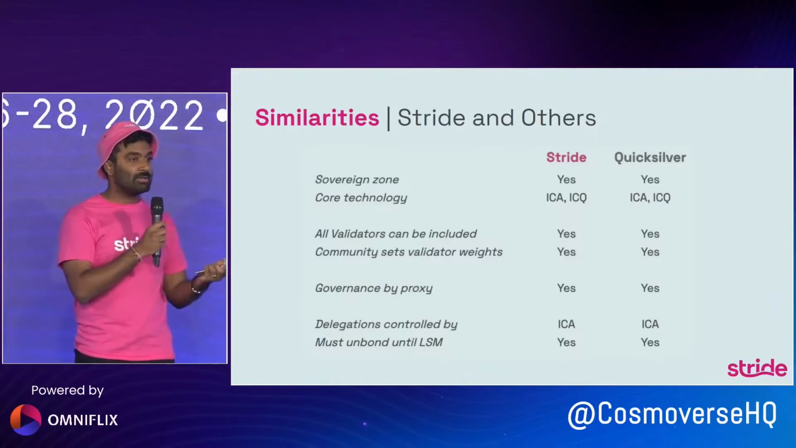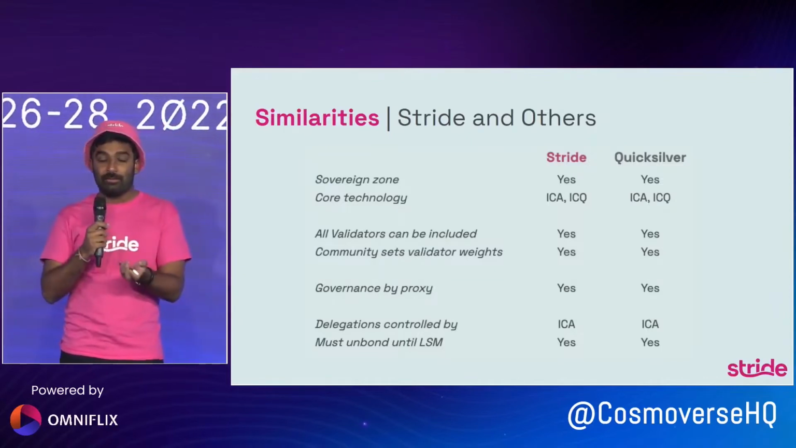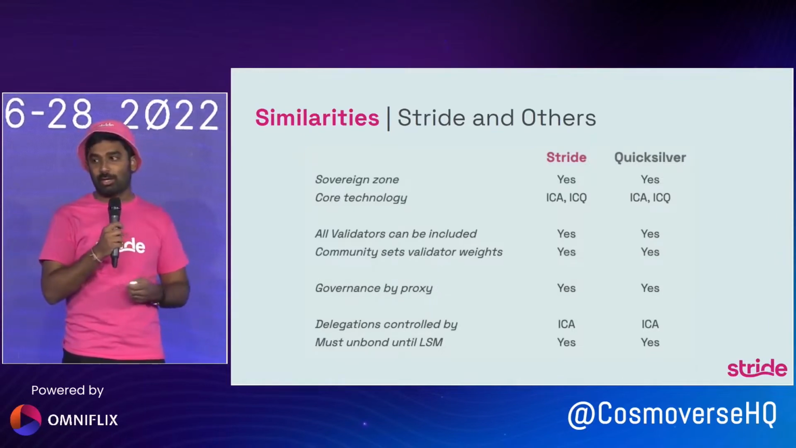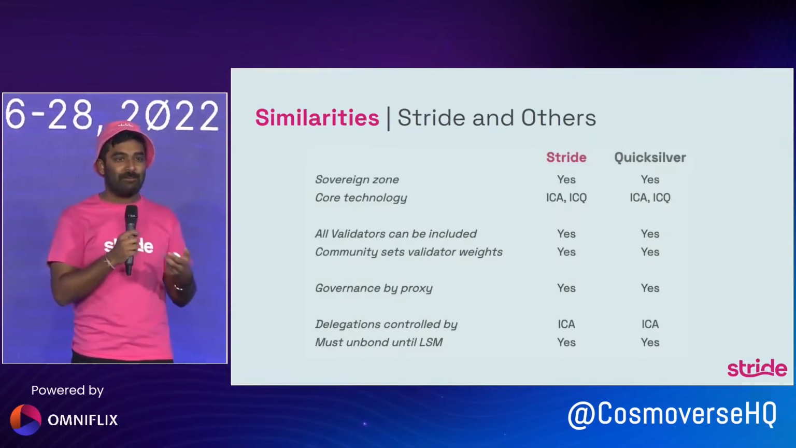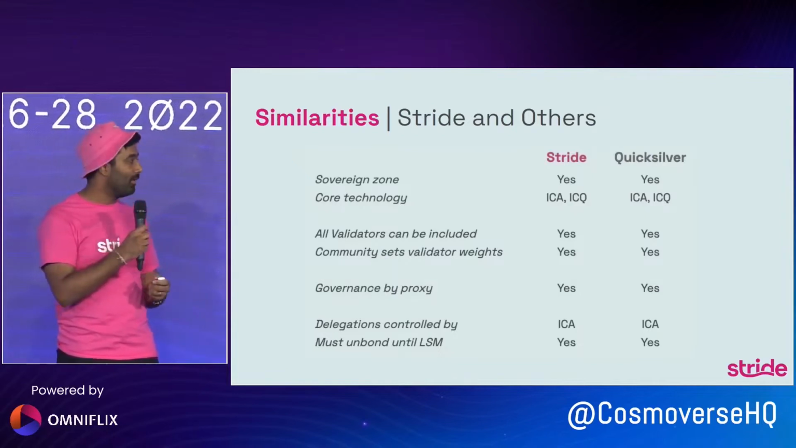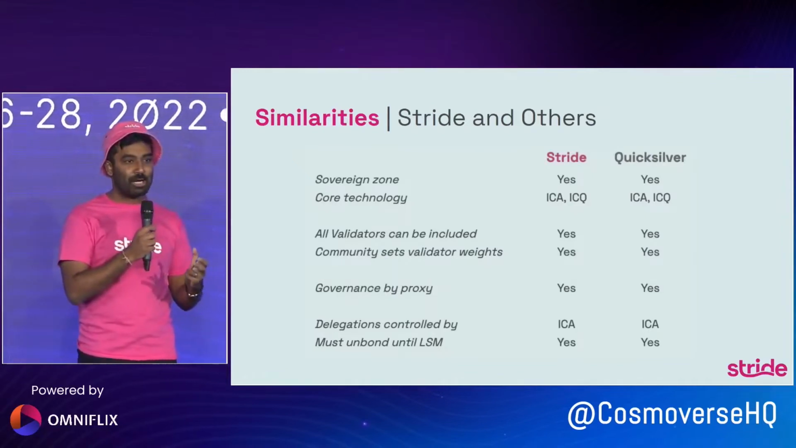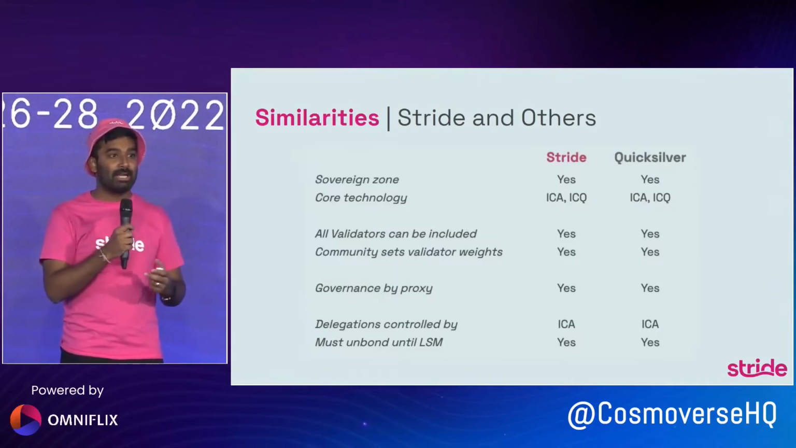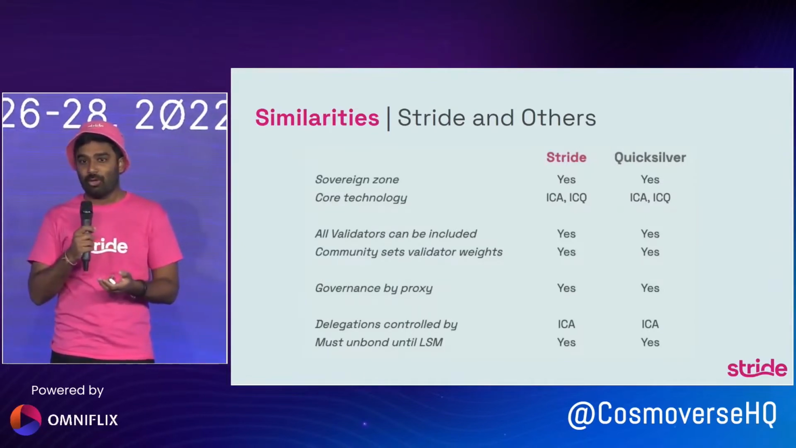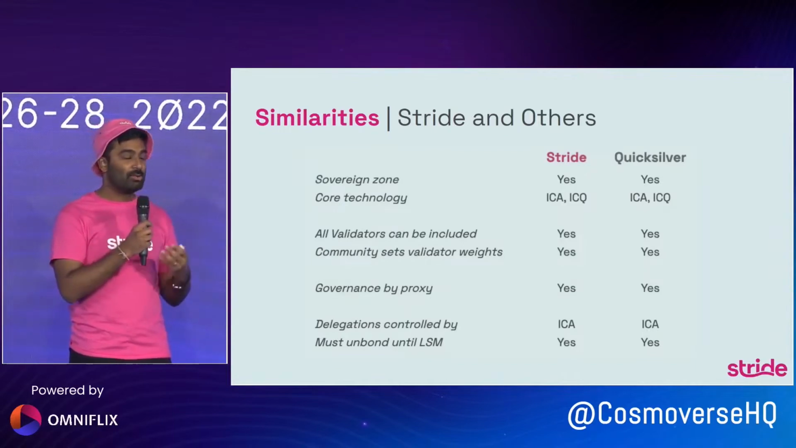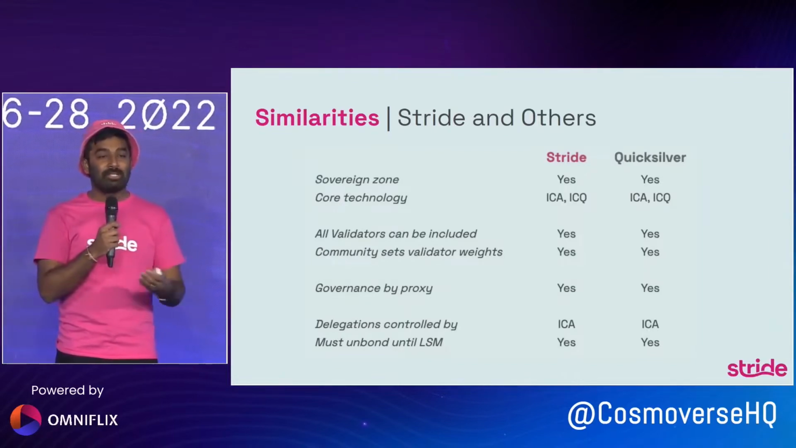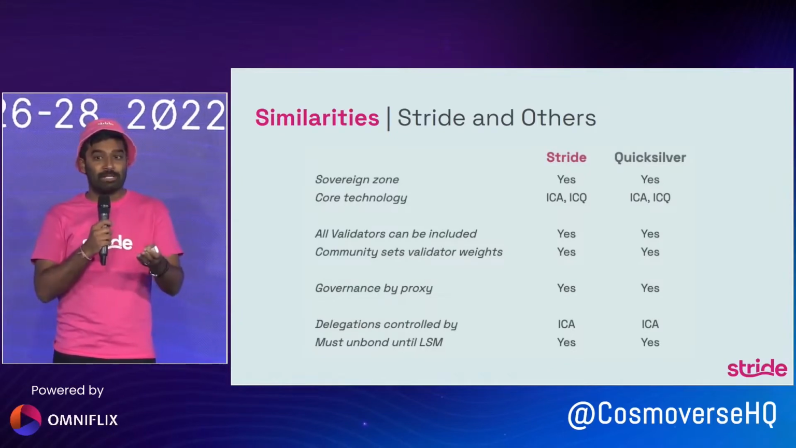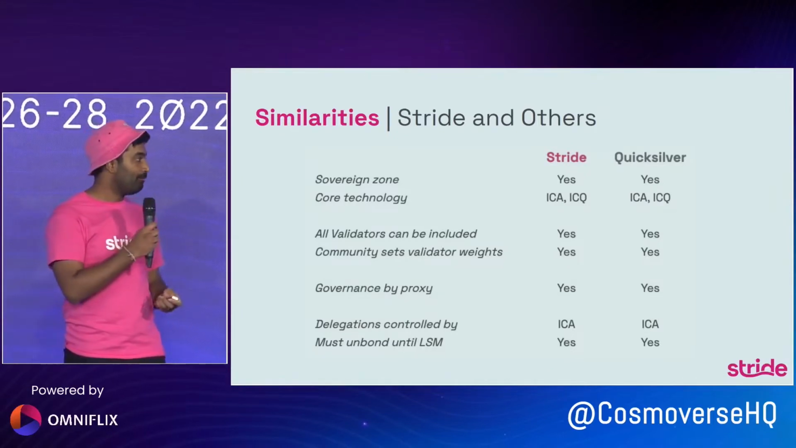Next, the community is ultimately the one that is going to decide the set of weights for validators for both Stride and Quicksilver, and likely most other liquid staking providers, albeit through slightly different mechanisms, but at the end of the day, it's the community. Next, governance by proxy. This is a really highly anticipated feature, and one that most liquid staking zones are going to enable shortly after launch, Stride and Quicksilver included. So what this means is that you can take your liquid staking derivatives like stAtom and use them to go vote on governance proposals on Atom, on the hub.